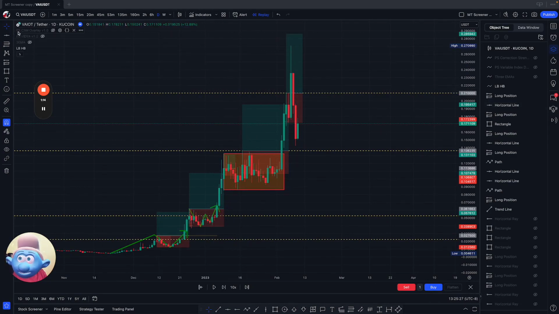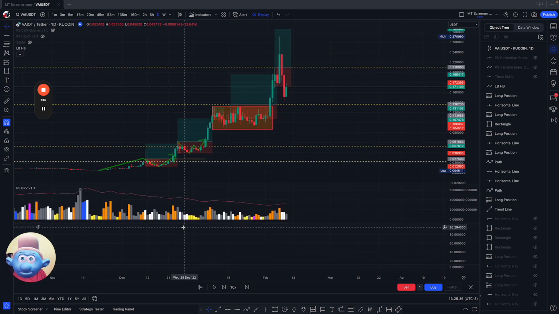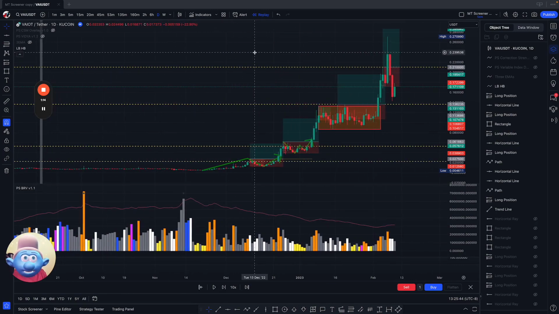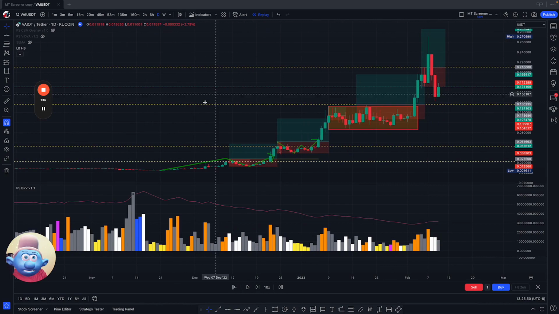So the next thing we want to add in is volume. This is using the better relative volume indicator, which, if you are an indicator user of mine, you should have access to. The indicator is set up to show a couple different colors, and those colors are associated with different market participant activity.